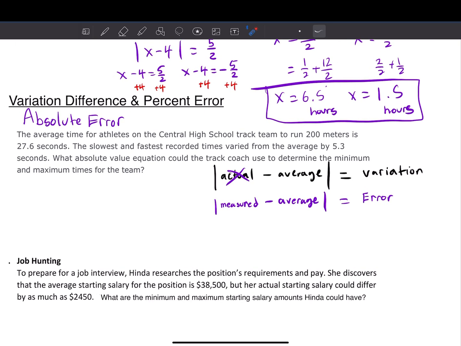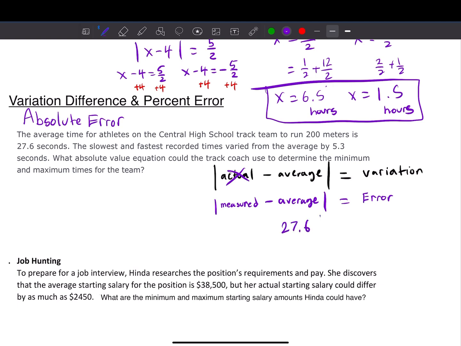So, the average time for the athletes on the Central High School track team to run 200 meters is 27.6 seconds. So average time. What does that mean in reality? You took all the runners and they all averaged to 27.6. That's this average. And even more important than that, that's what the runners should be running. So if 1,000 people ran this track meet, or 10,000 people ran this track meet, I would assume that most of them would hit 27.6 seconds. That's what it means to be the average. This 200 meters should be completed, theoretically, in 27.6 seconds.